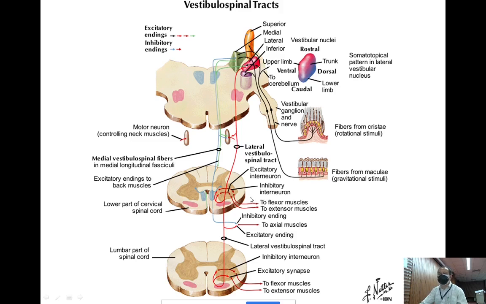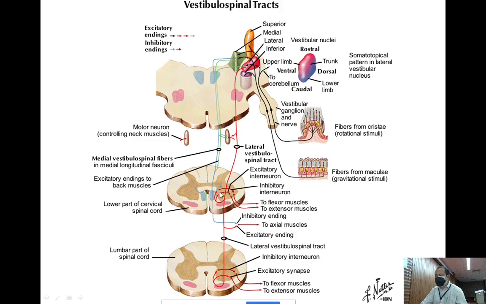Again here it's on the medial group of motor neurons and interneurons in the anterior horn cell, as you can see here. This is the medial vestibulospinal tract descending and then terminating on the anterior horn cell on the medial side, on the medial group of interneurons and motor neurons. Look at the lateral vestibulospinal tract: it descends like this and then terminates again on the medial side, not on the lateral side, so on the medial group of interneurons and motor neurons.